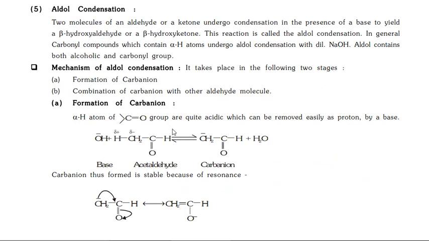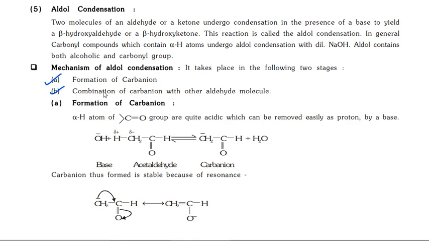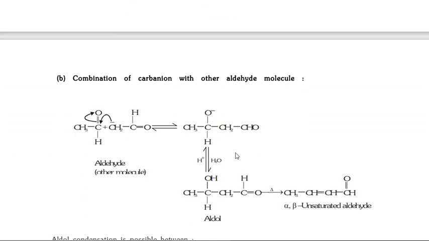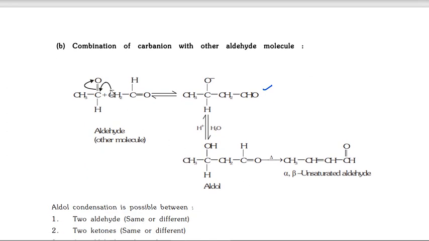Next, this is aldol condensation, which we already discussed. First, formation of the carbanion, then combination of the carbanion with another aldehyde molecule. We are getting a beta hydroxy compound. This is the mechanism, which I already explained. See, this carbanion is attacking another carbonyl position.